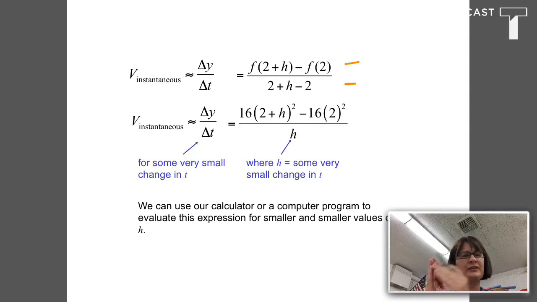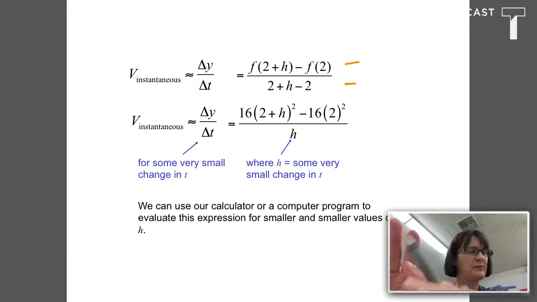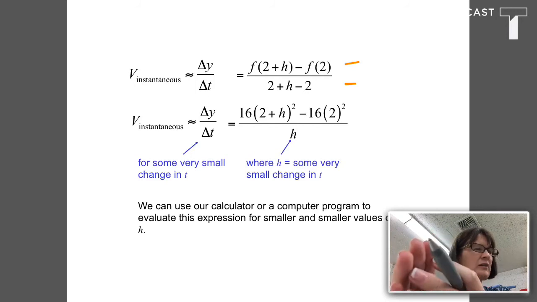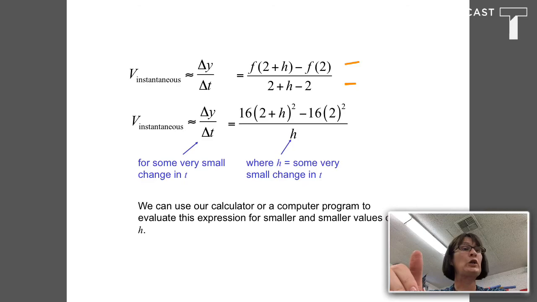But instead of using exactly 2 and exactly 2, I'm going to say that the first time value I care about is 2, and the second time value I care about is 2 plus h. So I could type this into my calculator, or maybe write a computer program, and let the computer or the calculator use smaller and smaller values of h. And let's see if I can figure out what value I'm going to approach. What speed am I going to come to if I could let h get smaller and smaller? I can't actually let it be 0, but I can let it get closer and closer.